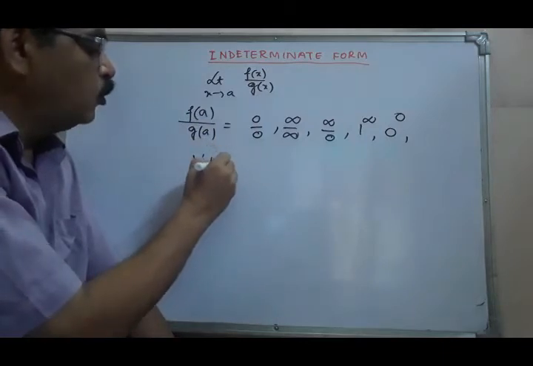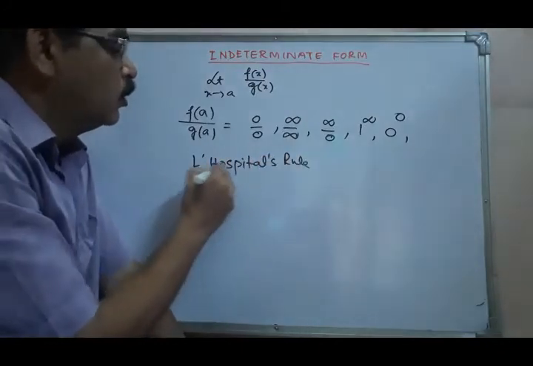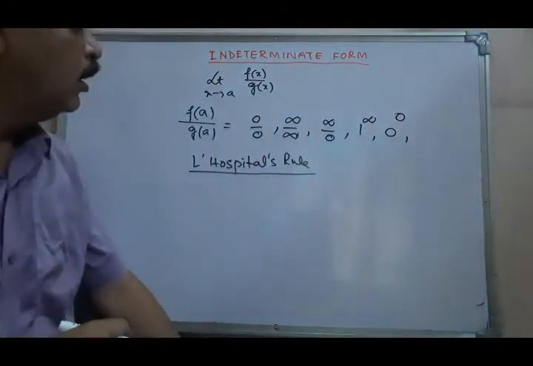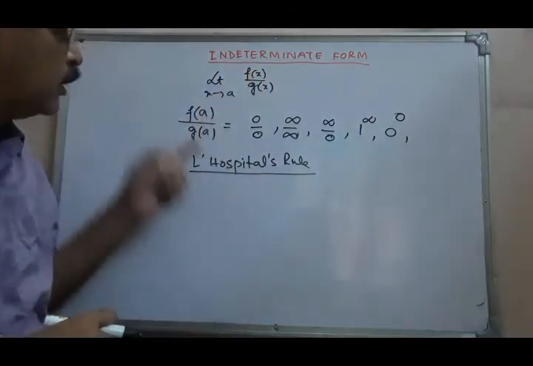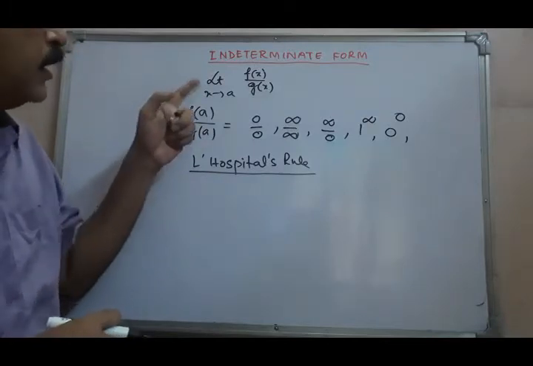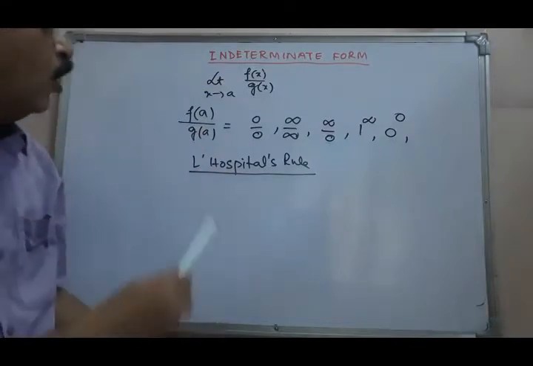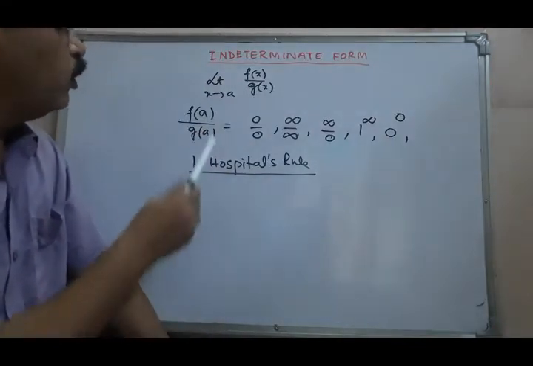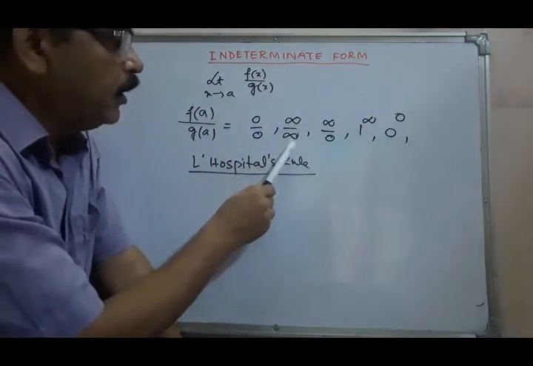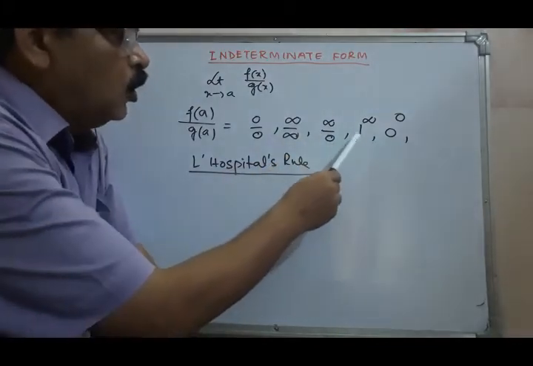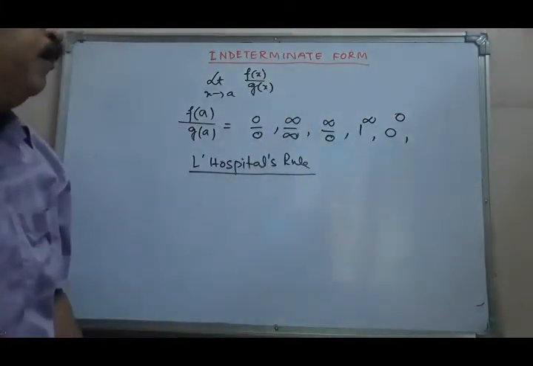What is L'Hospital rule? We have to apply L'Hospital rule after substituting the value of x in the given function, that is f(a) by g(a), after replacing x by a, in such cases where we find f(a) by g(a) equal to 0 by 0 or infinity by infinity or infinity by 0 or 1 to the power infinity or 0 to the power infinity. In such cases, how to apply it?